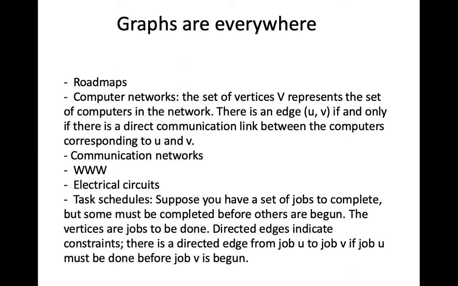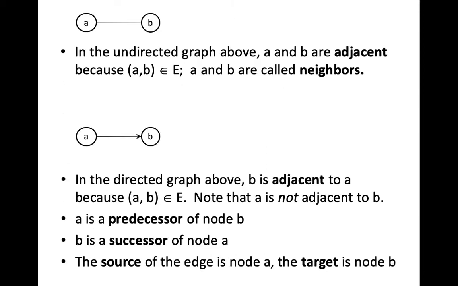Examples of graphs. Graphs are everywhere. A roadmap is a graph, a directed graph. Computer networks are graphs. This is an example of an undirected graph. Communication networks are directed graphs. The World Wide Web, a directed graph. Electrical circuits, undirected graph. Task schedules, also a directed graph.